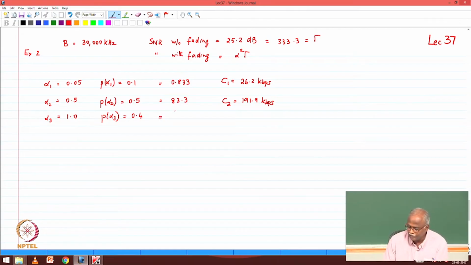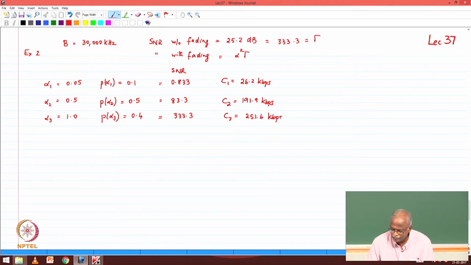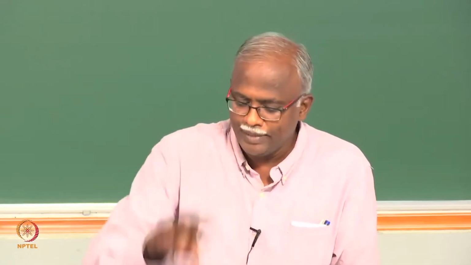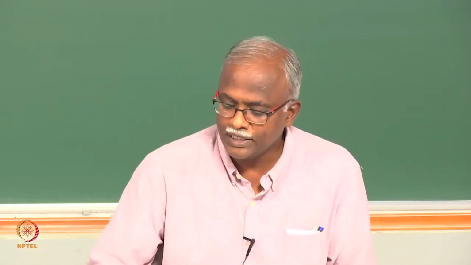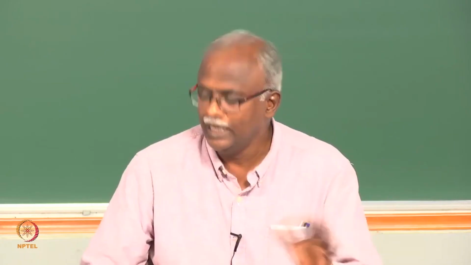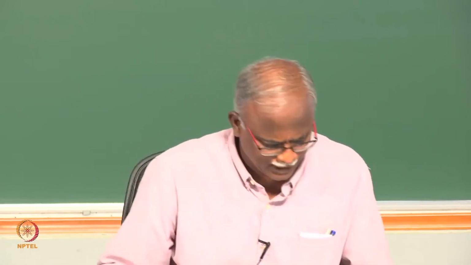Of course, we have already computed 333.3. This is the SNR column. This corresponds to a capacity of 251.6 kbps. So the problem before us is the following. I have 3 states if you want to consider. It's not good state, bad state, there's some intermediate state as well. The capacities are 26 kilobits per second, 192 kilobits per second, and approximately 252 kilobits per second.